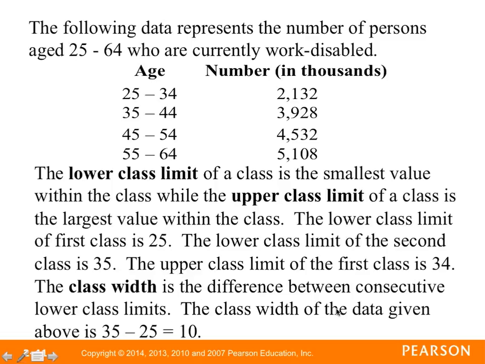Now the class width is just the difference between consecutive lower class limits. So if you look from 25 to 35, if we subtract those, we get 10. So that means that our class width is 10.